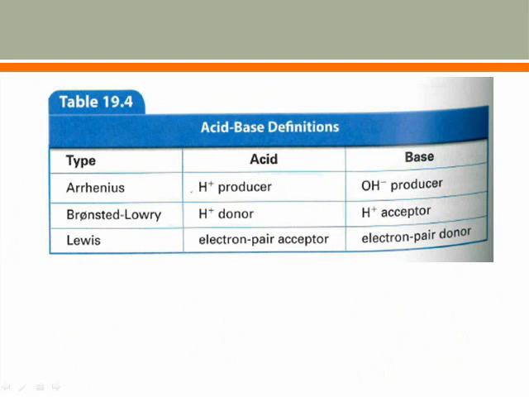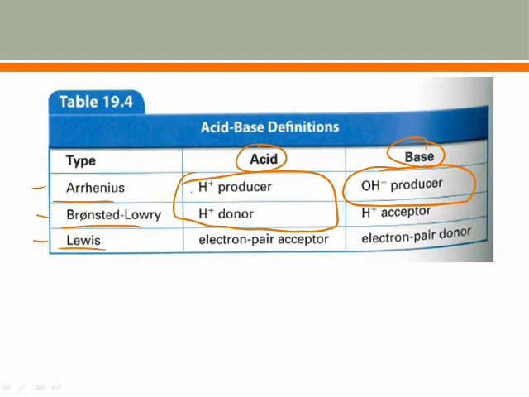Here I have a nice acid-base definition table. Types here, what the definition of an acid is, and what the definition of the base is. We have the three: Arrhenius, Bronsted-Lowry, and Lewis. And notice the big definition of the acids are proton donor and producer. It's really the same thing. For Arrhenius, it produces OH minus, hydroxide, and Bronsted-Lowry accepts protons, and Lewis is all about the electrons.